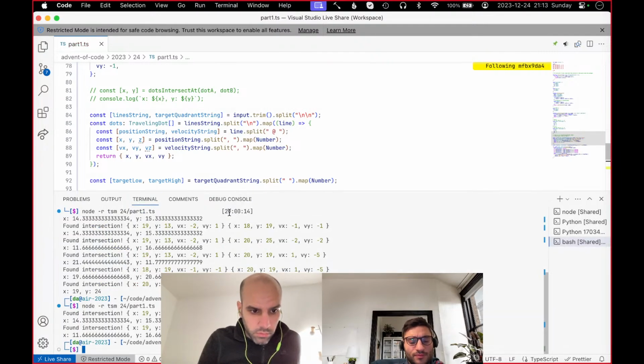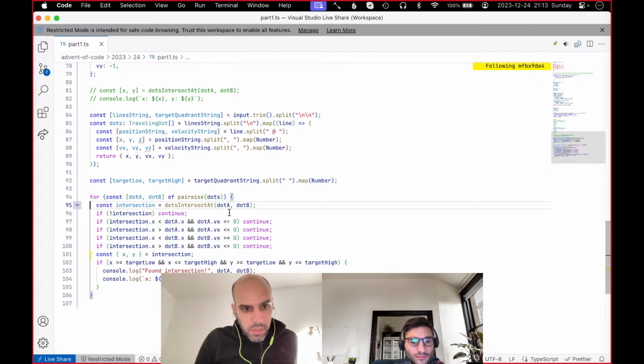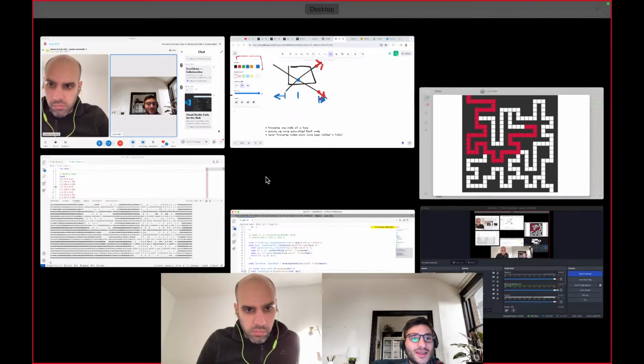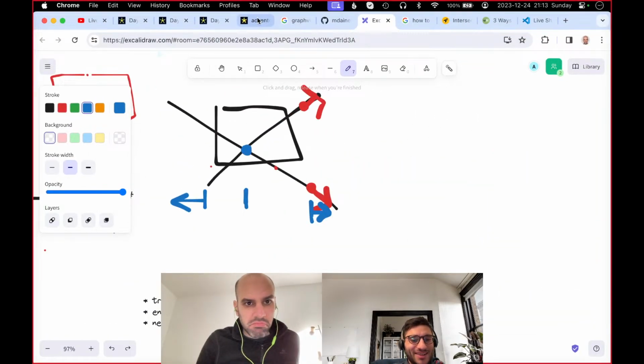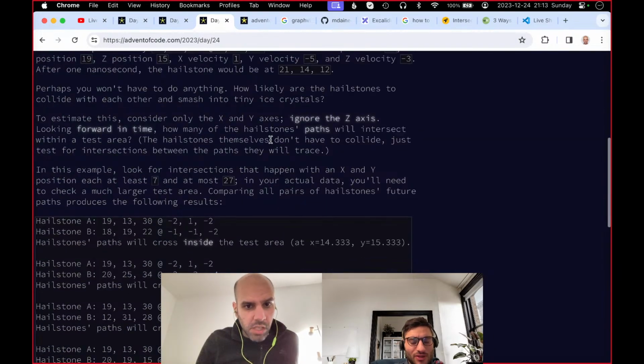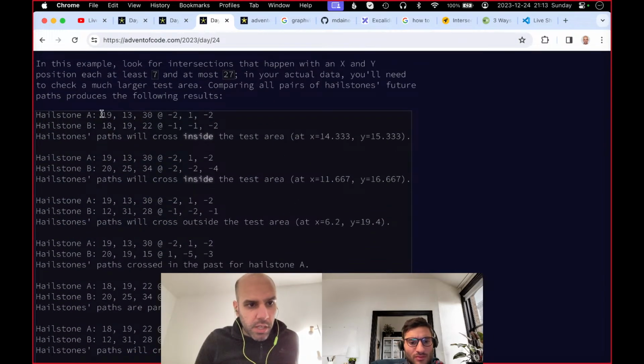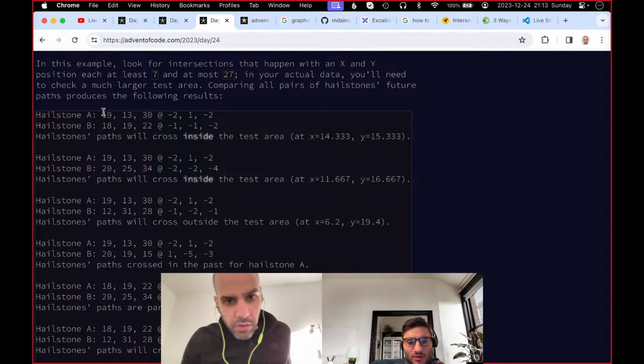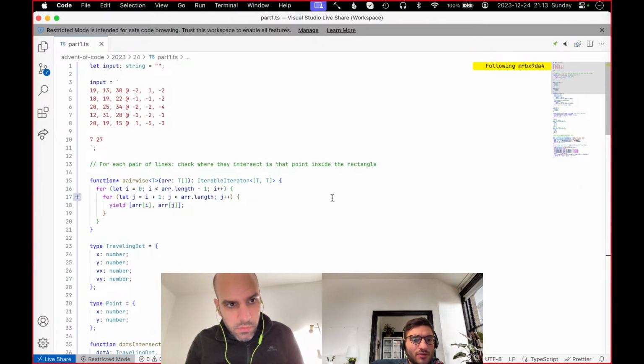Is that our answer? Might as well be. So it does say 2. What are the intersection points that it claims? Well, they should be 14.33, 15.33 and 11.667 and 16.667. Okay, sounds good. Let's paste the real input.